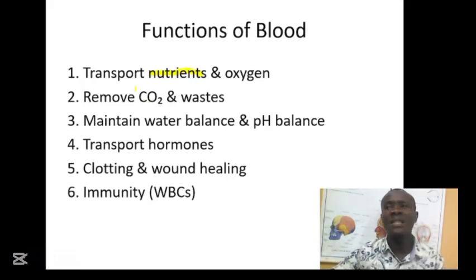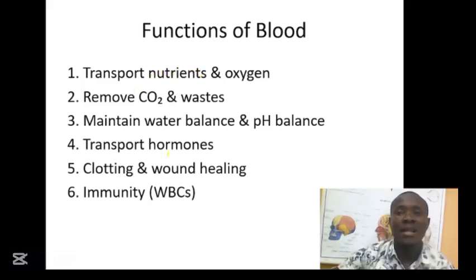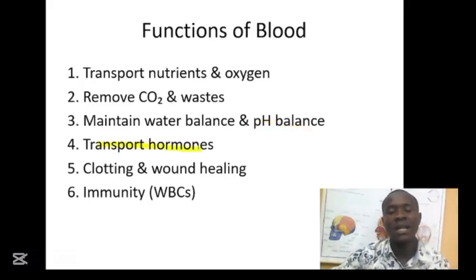And the blood helps to maintain the water balance with the help of a hormone called antidiuretic hormone. The blood also helps to maintain the pH balance. It transports hormones, it transports antibodies, and we have the platelets, the part of the blood that is responsible for clotting and wound healing. And we have the white blood cells. They are responsible for defense, that means they are responsible for immunity. As you can see, we have WBC, white blood cell.